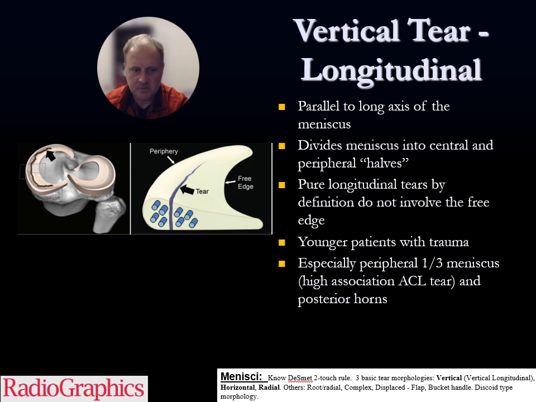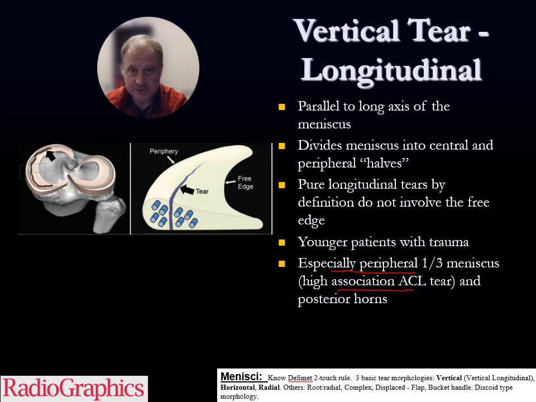The vertical tear, first we're going to talk about a vertical longitudinal tear, has a different orientation. It is parallel to the long axis of the meniscus and basically divides the meniscus into central and peripheral halves like this. So you can imagine the tear is cutting the meniscus into central and peripheral portions, and here going from anterior horn body to posterior horn throughout basically the circumference. This is a more typical tear seen in younger patients with trauma. It is important to say exactly where these tears are. If it's in the peripheral 1/3 of the meniscus, there can be a higher association with ACL tears.